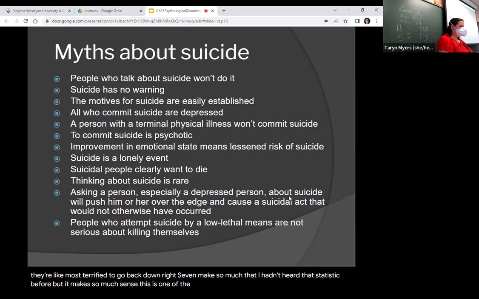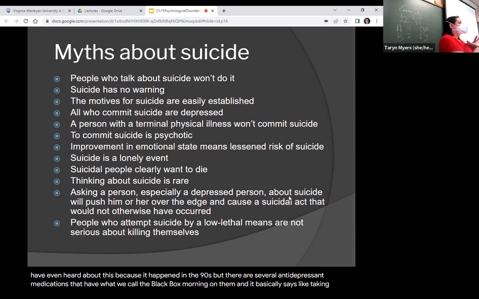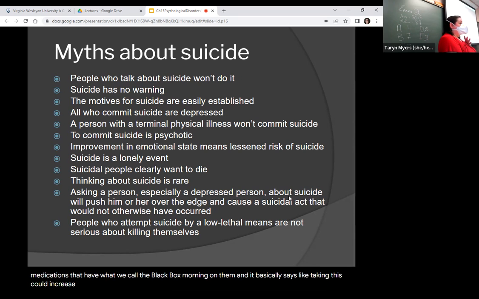This is one of the reasons why, I don't know if you all would have even heard about this because it happened in the 90s, but there are several antidepressant medications that have what we call the black box warning on them. It basically says taking this could increase your experience of suicidality.